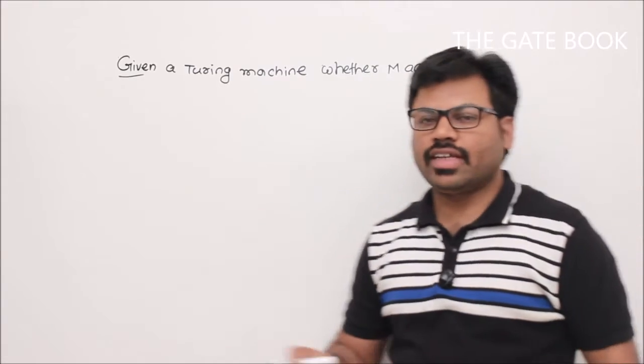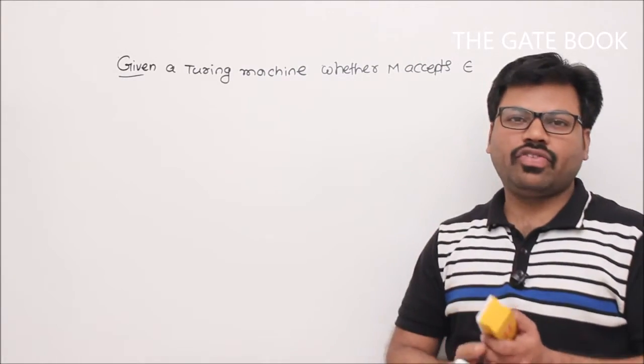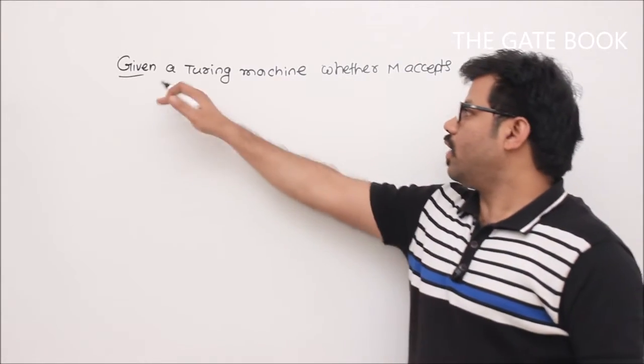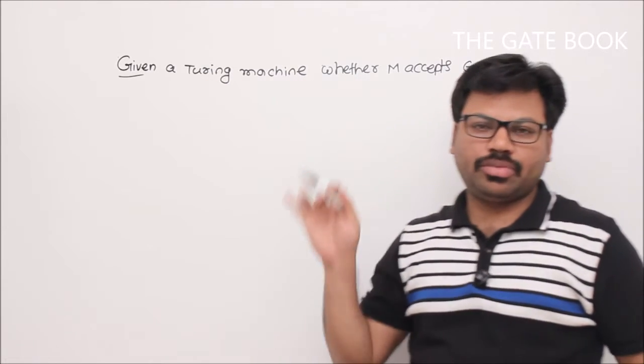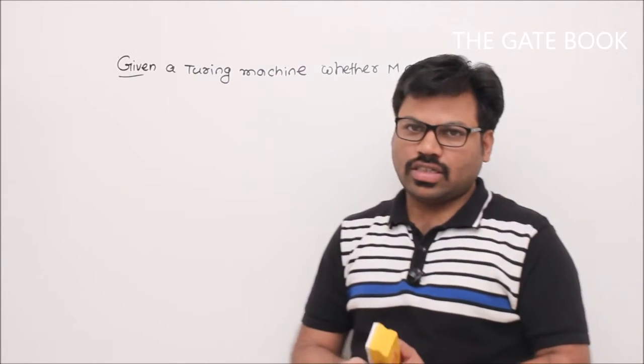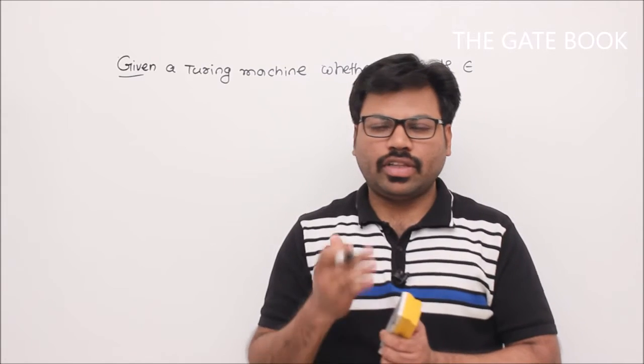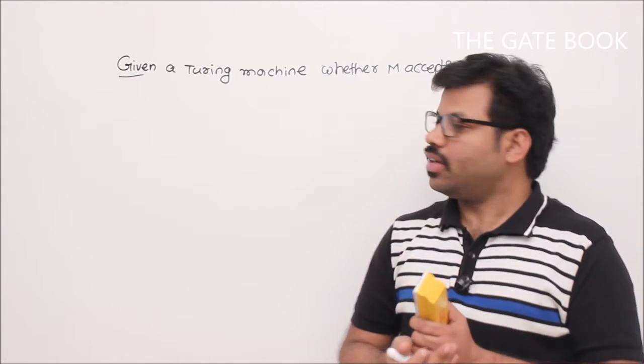Okay, now we'll see one example using whatever knowledge we have, and try to answer it. Given a Turing machine, whether M accepts epsilon. First of all, don't go for constructions. Think about whether we can have a Turing machine for it.